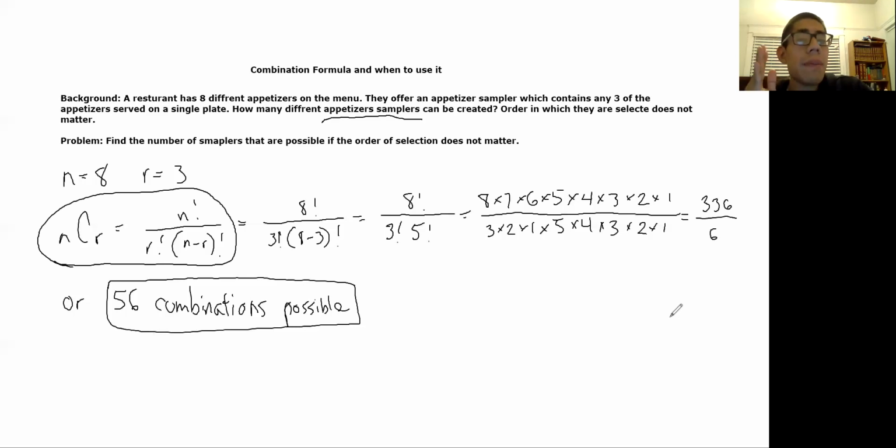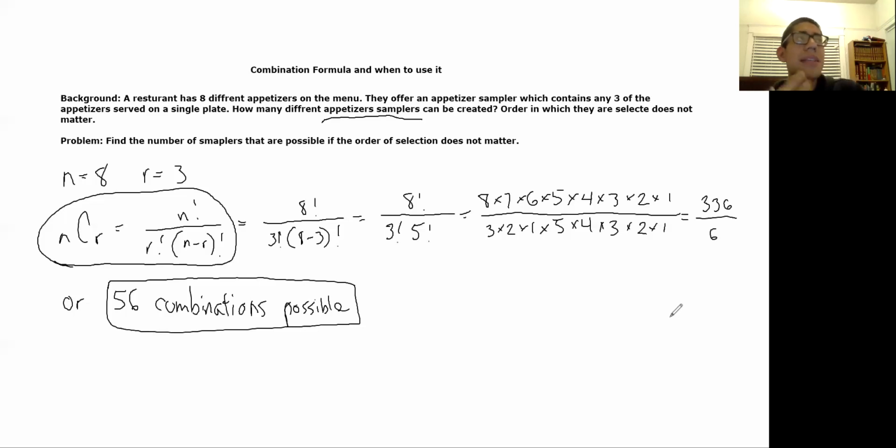Now N represents your total. So here the restaurant has 8 different appetizers on the menu. So in this problem, N would equal 8. The total amount possible is 8 because there's only 8 different items on the menu, right? So no matter what kind of group or no matter what kind of combination I make, I have to pick from those 8 options. That's why N is 8.